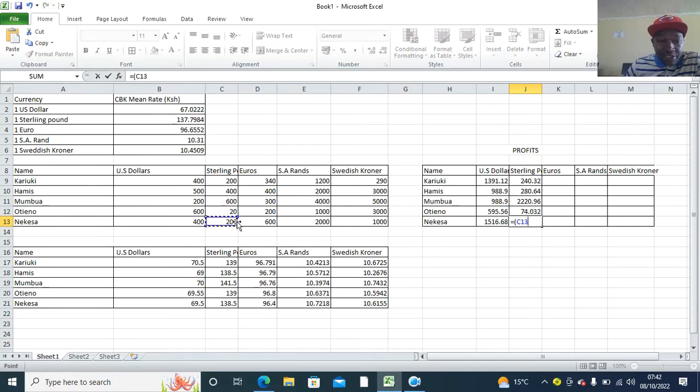We are for this one Nekesa multiplied by that one minus, open the bracket, for Nekesa 200 again times the starting pound, close the bracket, enter. Then euros equals to the same, you do the same. Euros, we have karaoke multiplied by the number of euros he bought minus the same times euros.